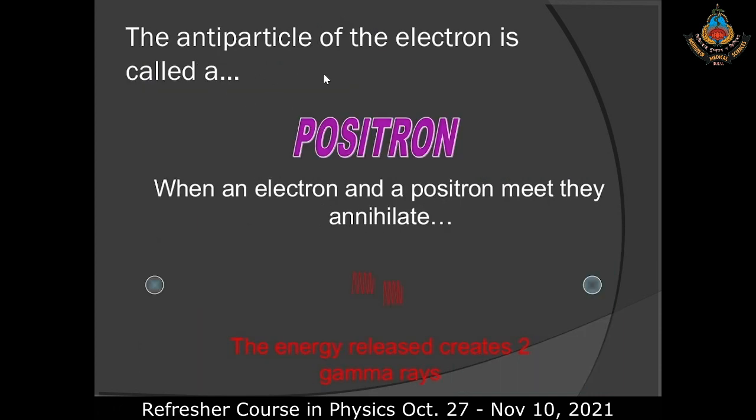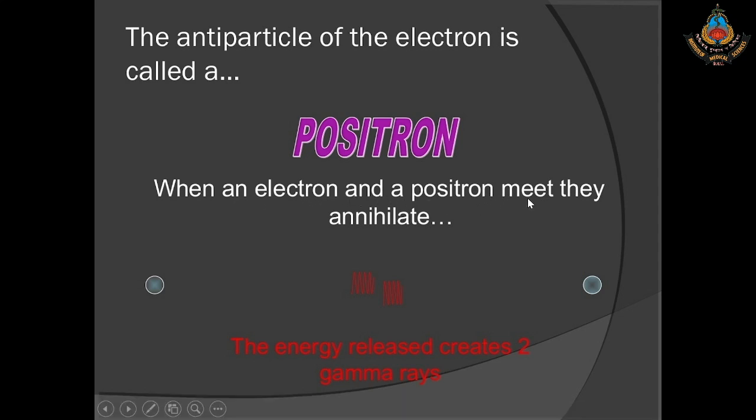The positron is an antiparticle of the electron. So this is called a positron. When an electron and a positron meet, they annihilate. They produce energy in the form of gamma rays.